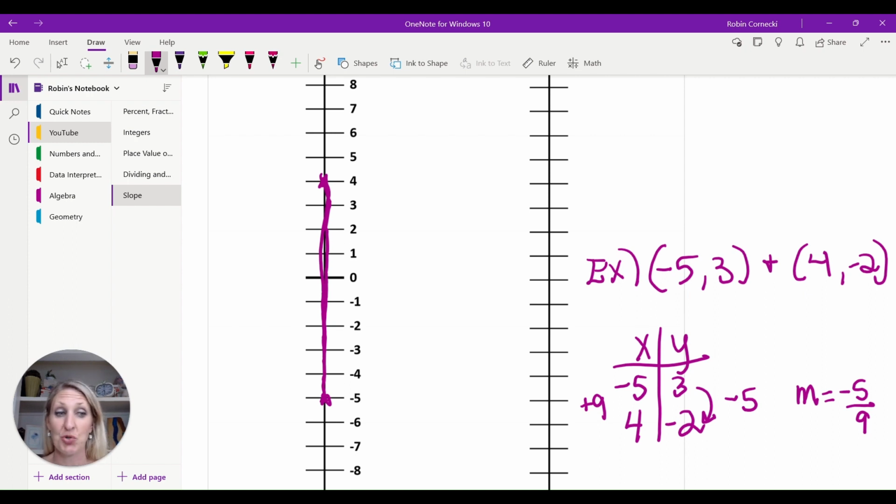That's a short video on how to find slope from two points using the t-chart, which is just the formula in disguise.